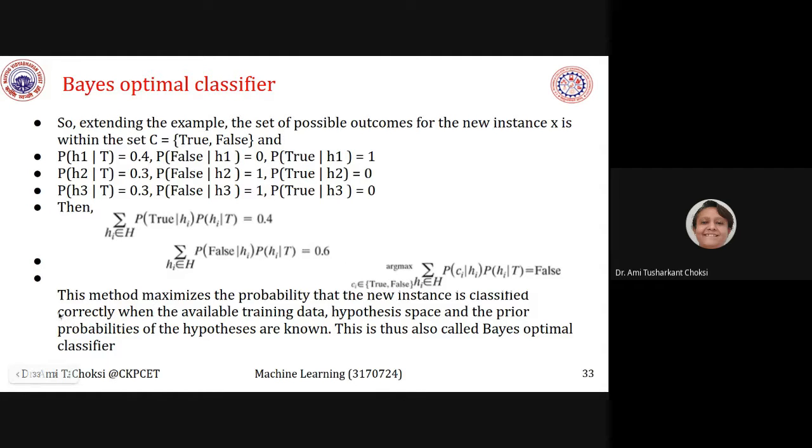Getting it? This method maximizes the probability that the new instance is classified correctly when the available training data, hypothesis space, and the prior probabilities of the hypotheses are known. This is also called the optimal classifier. This is what we are studying, right?